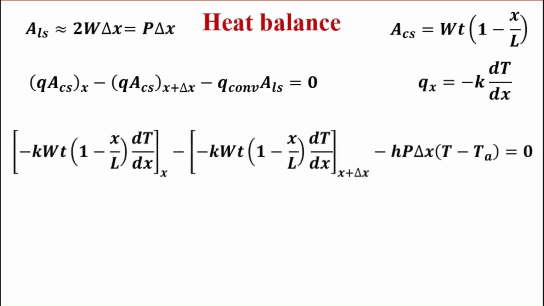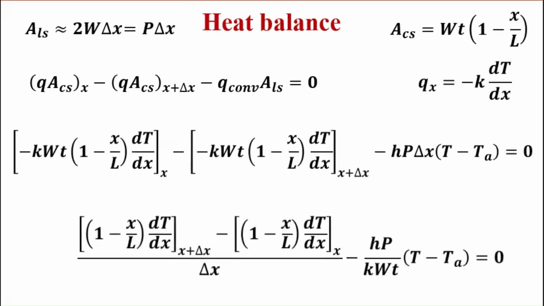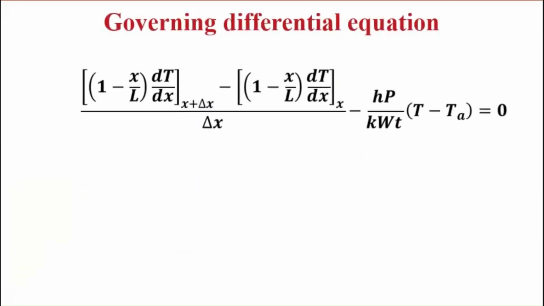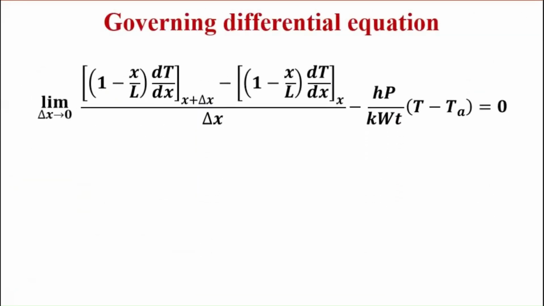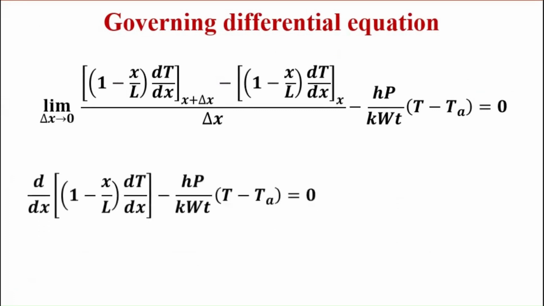Substituting the conduction and convection heat transfer expressions into the energy balance equation, dividing by delta x, and taking the limit as delta x approaches zero, results in a second-order ordinary differential equation that describes the temperature distribution along the fin length. In deriving this equation, the thermal conductivity of the fin material is assumed to be constant and independent of temperature. To solve the second-order differential equation for the fin temperature distribution, two boundary conditions are required.